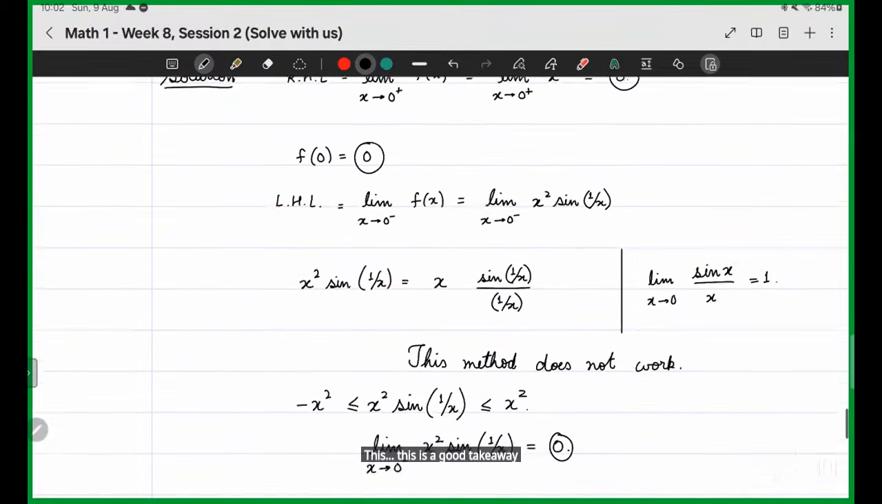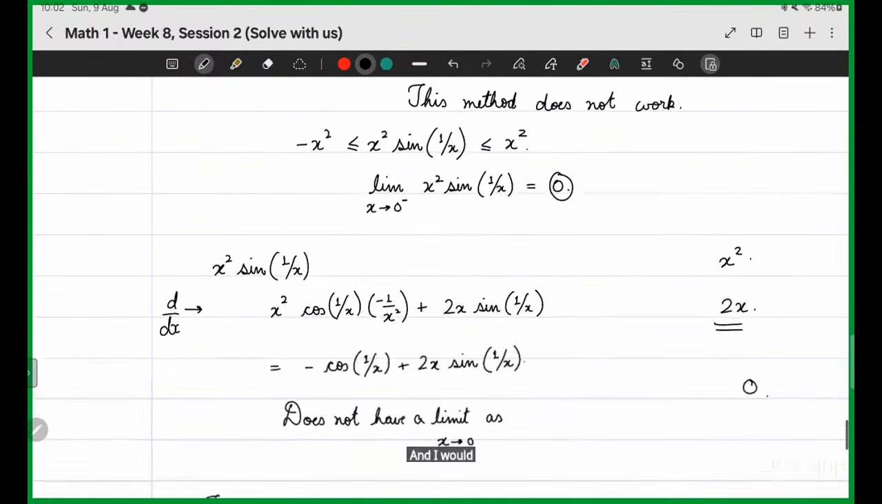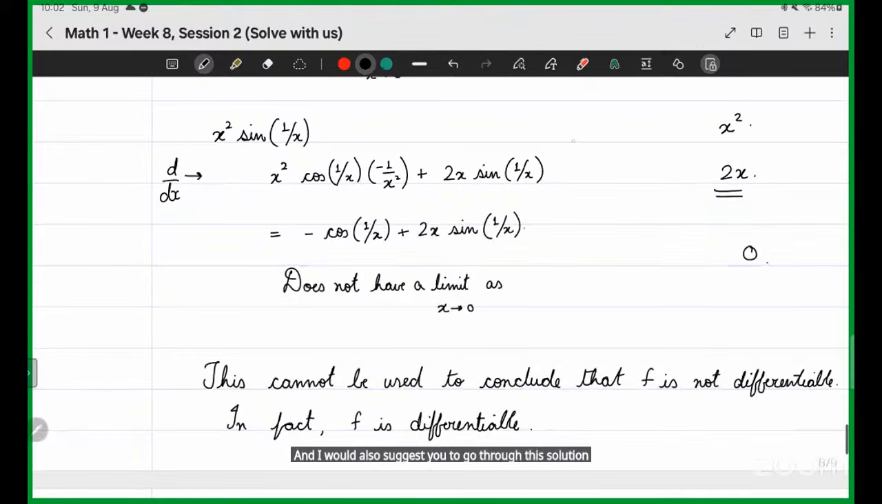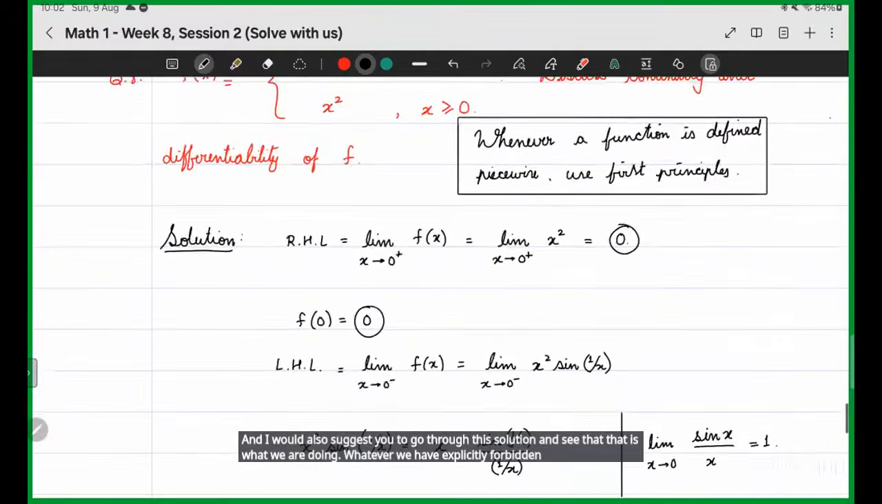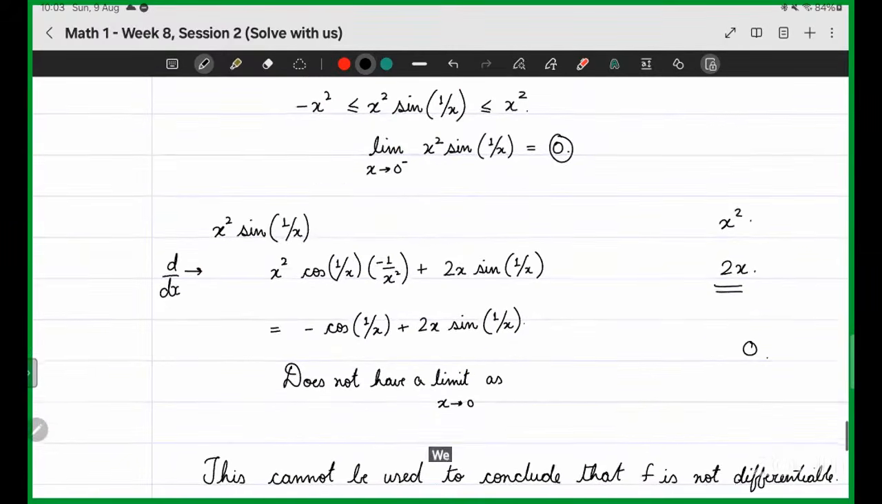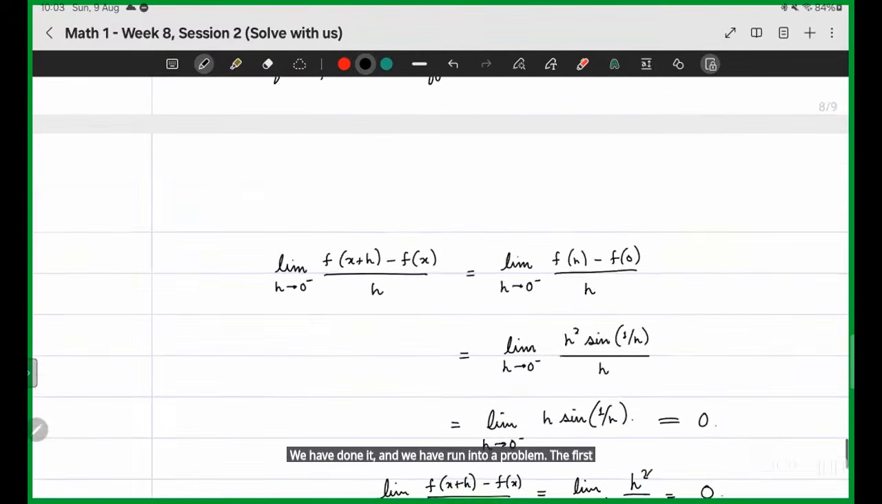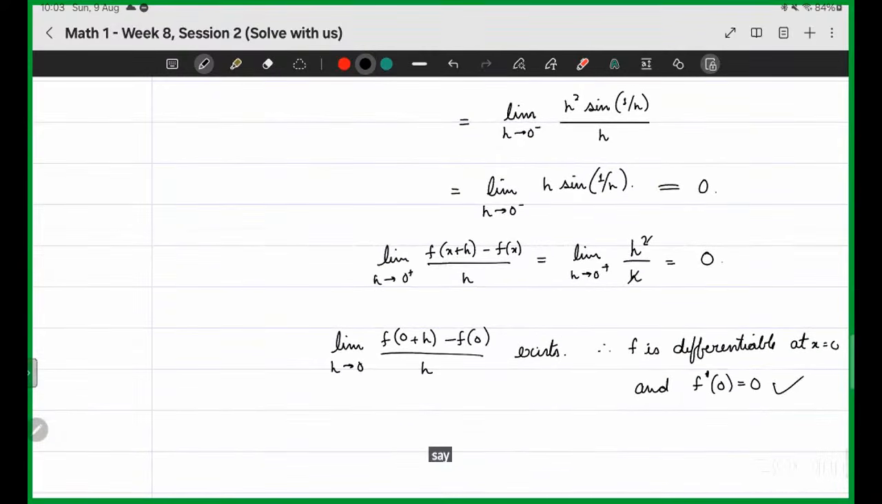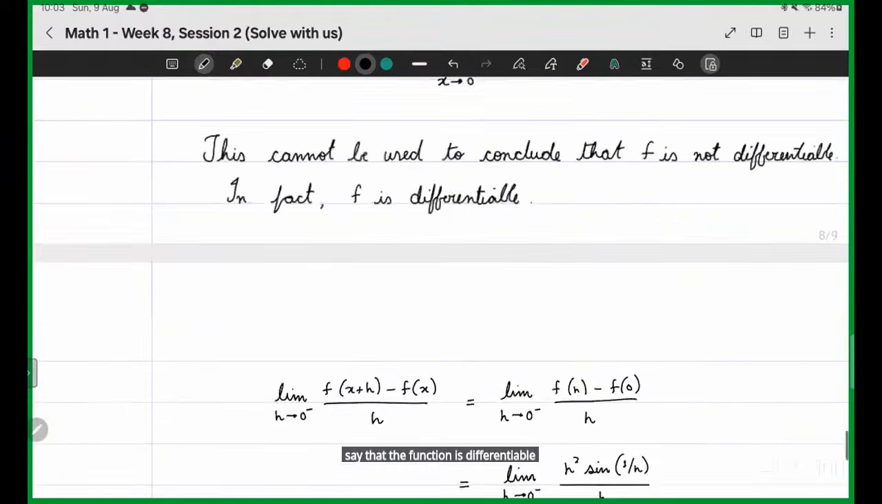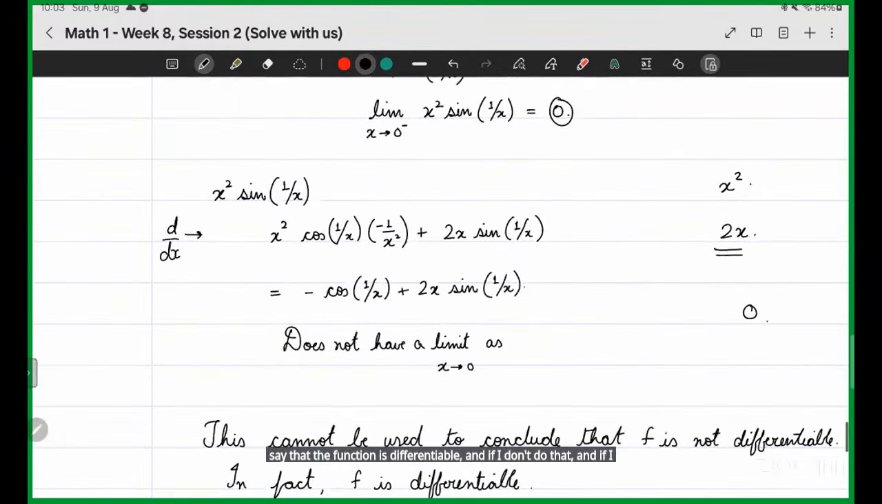And I would also suggest you to go through this solution and see that that is what we are doing. Whatever we have explicitly forbidden in this box, we have done it and we have run into a problem. The first principle approach does say that the function is differentiable. And if I don't do that, and if I follow the wrong intuition, I will land in trouble. Okay, is that all right?